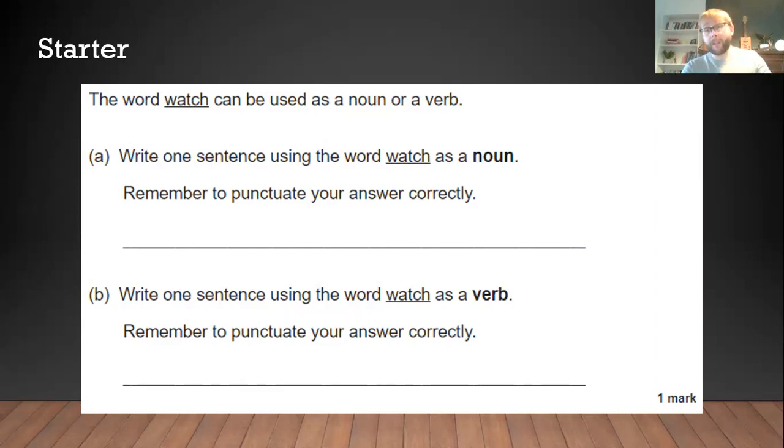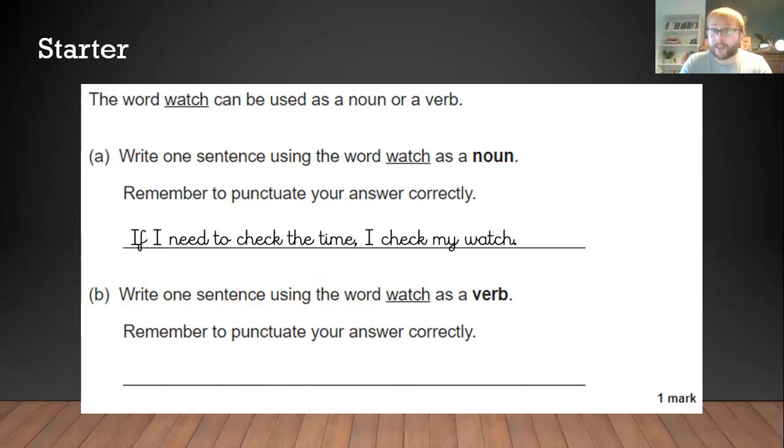Okay, so as a noun first then. A noun, as you know, is when we are naming a thing, an object, a person, although if it's a person, it's a proper noun. We have lots of different types of noun, abstract, concrete, etc. But we just need to use watch as a noun. So an example might be something like, if I need to check the time, I check my watch. It doesn't need to be as complicated as that. You could have just put, I wear a watch.